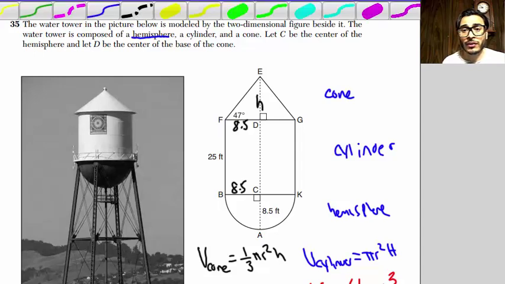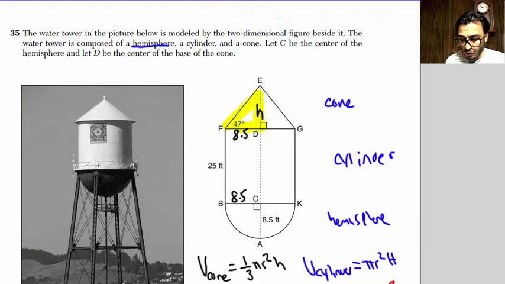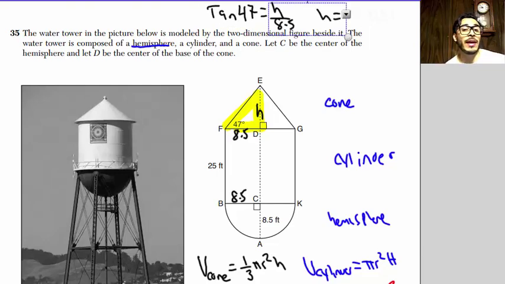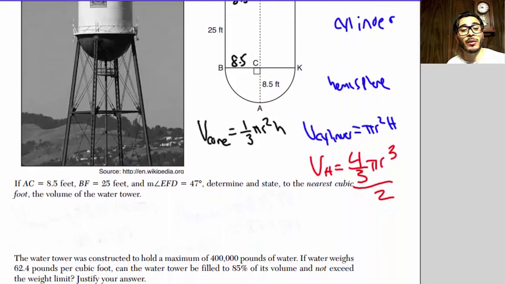And you could see that there is a right triangle here, so I can use trig to find that height. And so I'm going to use the tangent ratio because h is opposite of the 47 and 8.5 is adjacent to it. So I'm going to write the tan of 47 is equal to h over 8.5, right? Tan of 47 equals opposite over adjacent. Cross multiply and you should get h equals 9.1151.